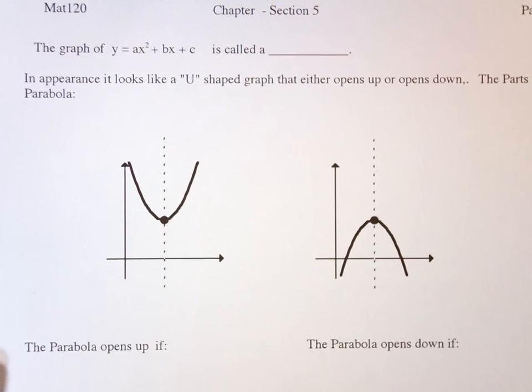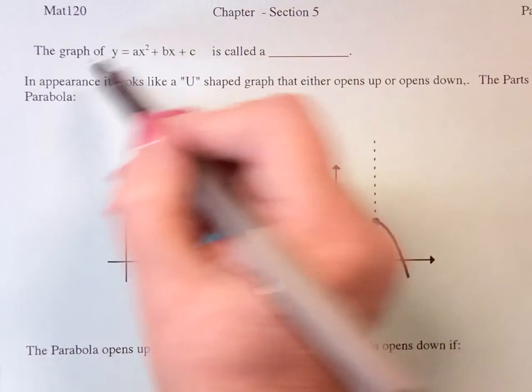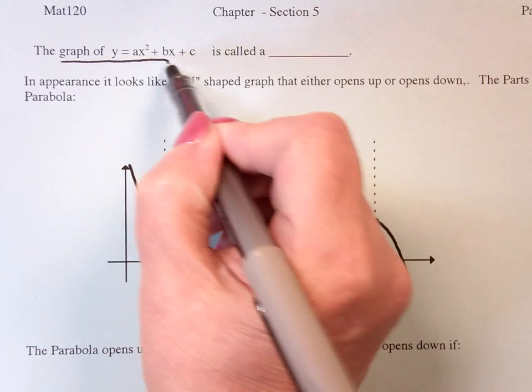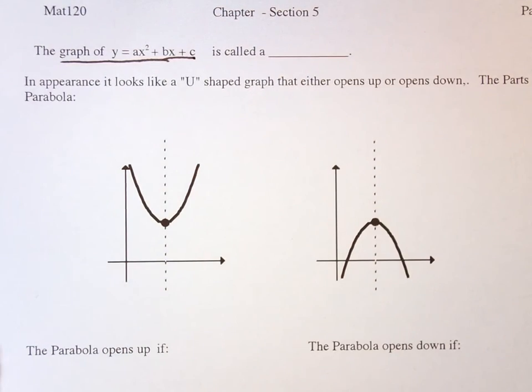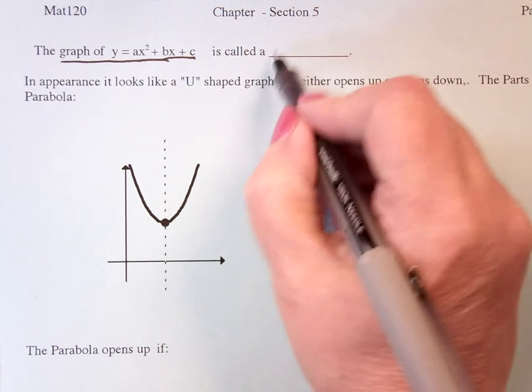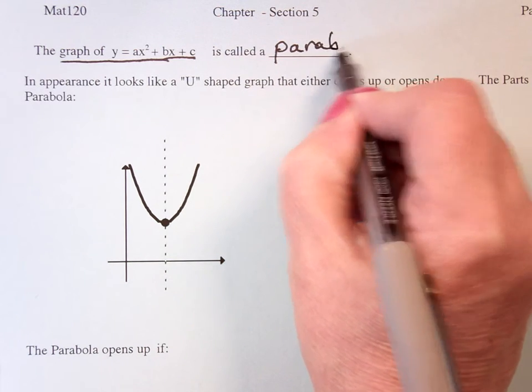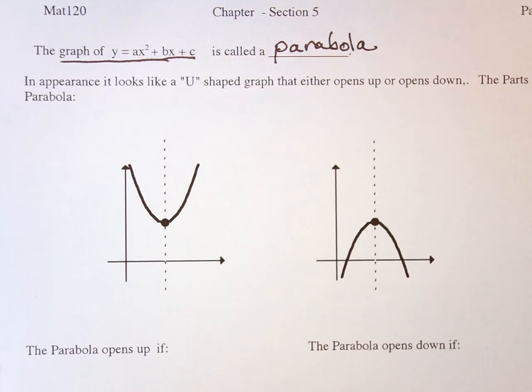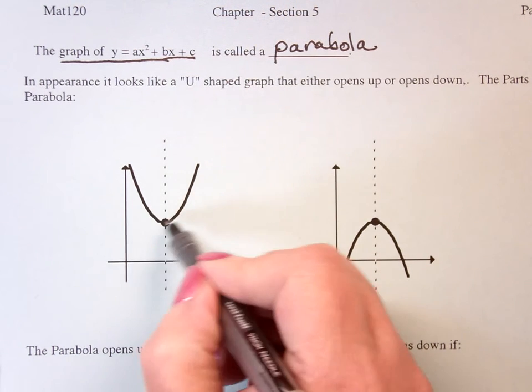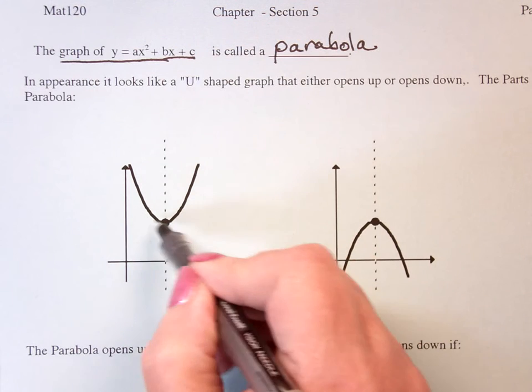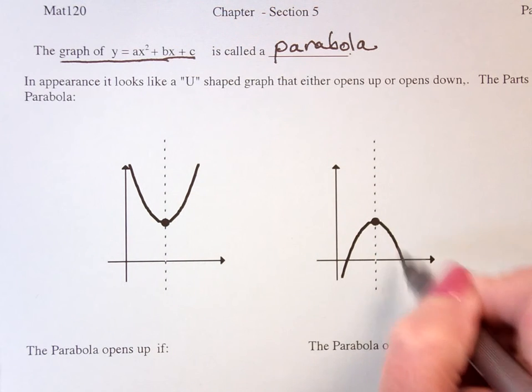And so what we're going to be looking at is the graph, the picture of ax squared plus bx plus c. The graph of y equals ax squared plus bx plus c is called a parabola. The graph is called a parabola, and they always look the same. They are a U-shaped graph that opens up, or they are a U-shaped graph that opens down.